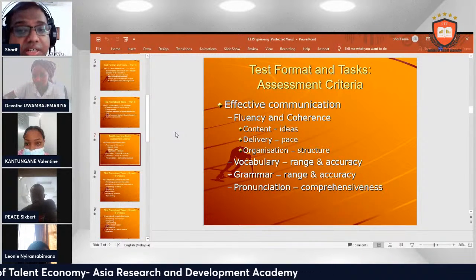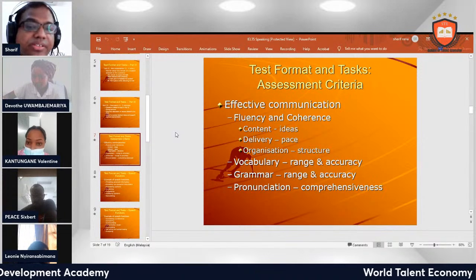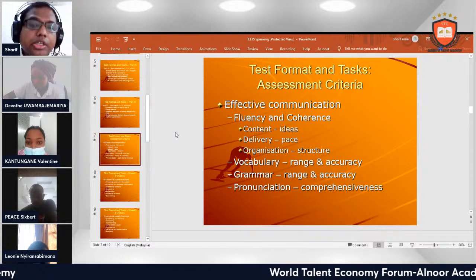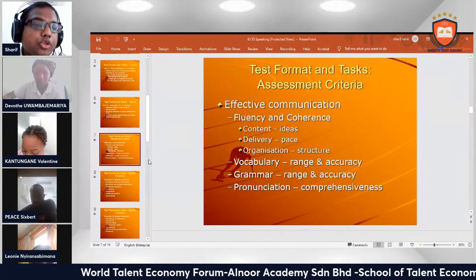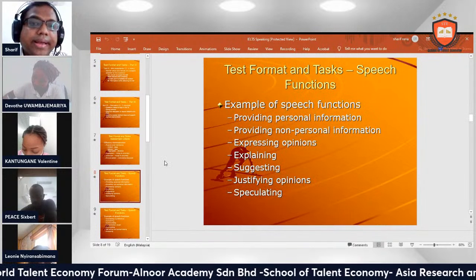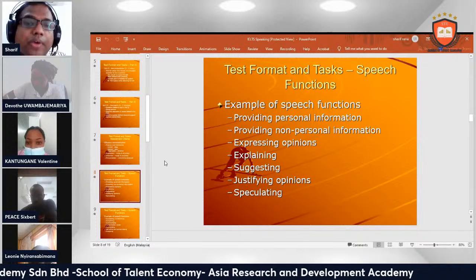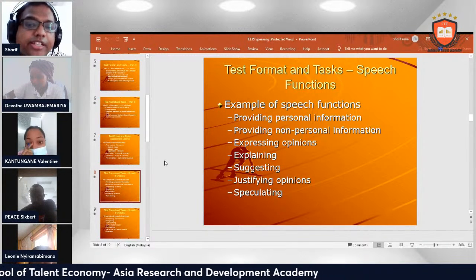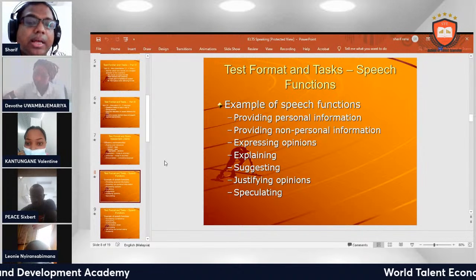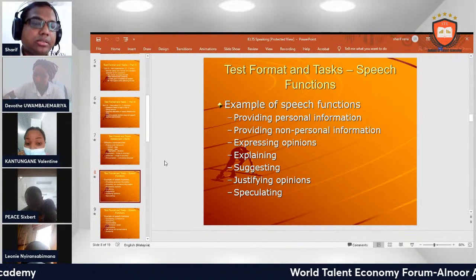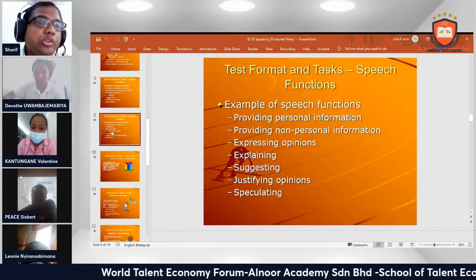You need structure, for example basic structures. You need very good vocabulary, range and accuracy. You need good grammar, with range and accuracy. And pronunciation, comprehensibility; you need to pronounce correctly. Examples of speech functions: provide personal information, provide non-personal information, express opinion, explaining, suggesting, justifying, and speculating. These are the basic things you need to understand.